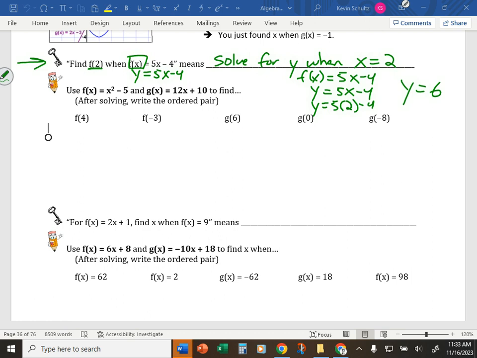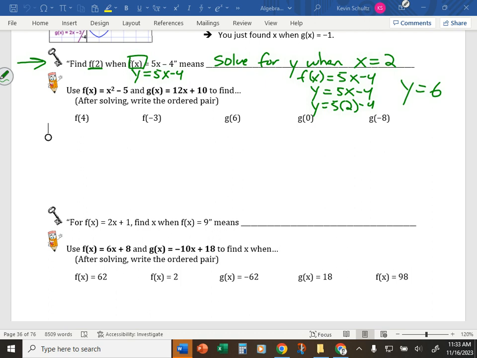So if we've got two equations, like here, f of x equals x squared minus 5, and g of x equals 12x plus 10. If I ask you to find f of 4, which equation are you going to be using? F, right? To find g of negative 8, which equation will you be using? G. Right. So all it really means is it's a way to identify which equation you are going to be using, or which graph on the coordinate plane. Okay? Good.